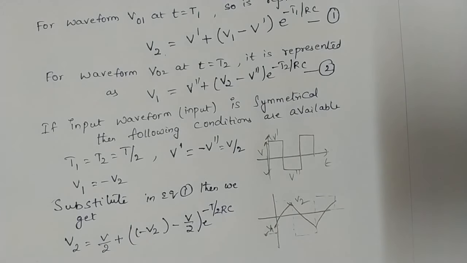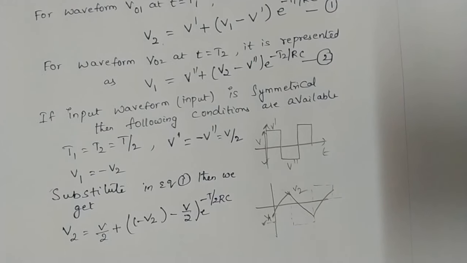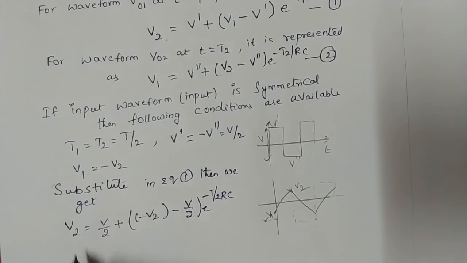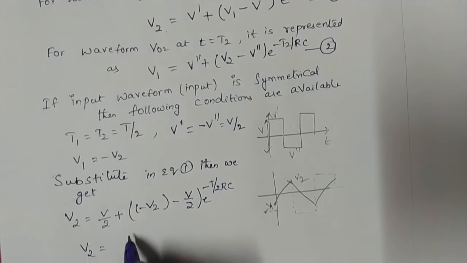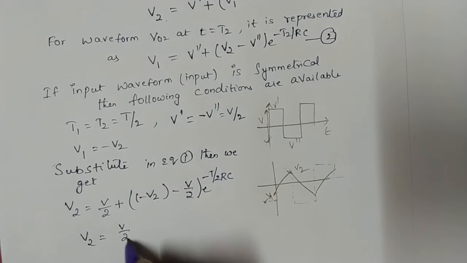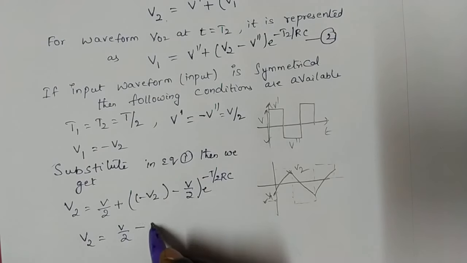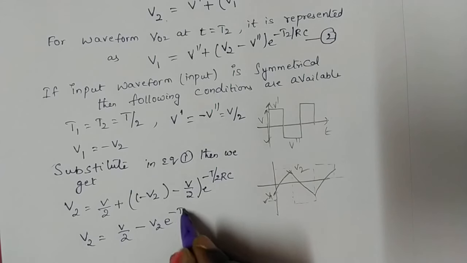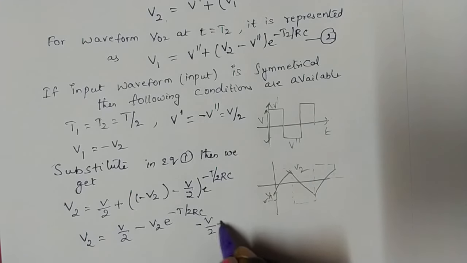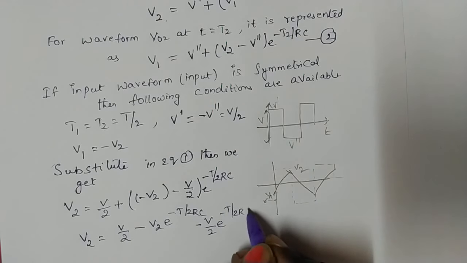All of you understand how we get the equation? Now simplify this equation. You will get the value of V2. So step by step simplify this one. V2 equal to V by 2, multiply these terms, minus V2 into e power of minus T by 2 RC, and minus v by 2 into e power of minus t by 2 RC.